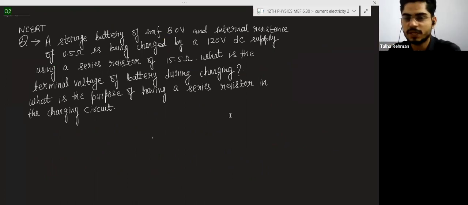So just write this question first. This is the question on charging and discharging, and this is also a question from NCERT.